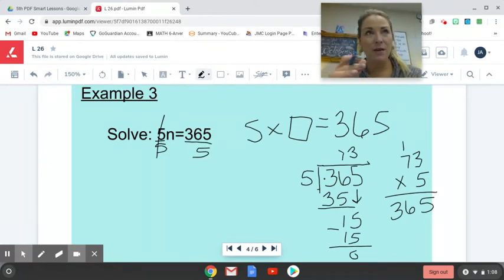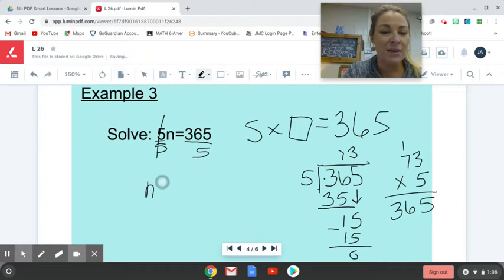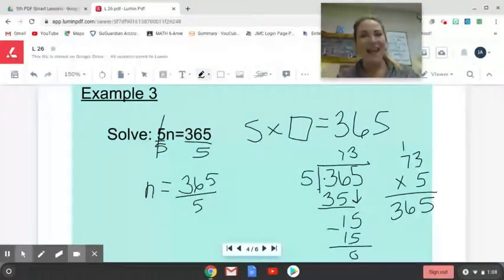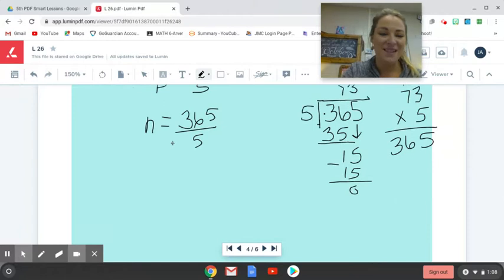Our ultimate goal is to get the variable by itself. Now I have n by itself. I have n equals 365 divided by 5. Look at that. It's exactly what we just did. And when we do that math, we have n equals 73.